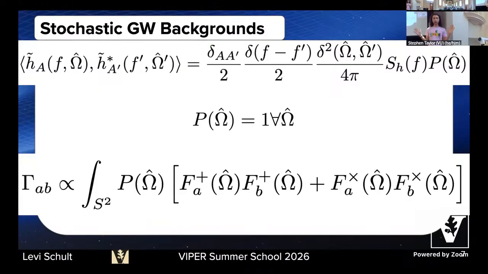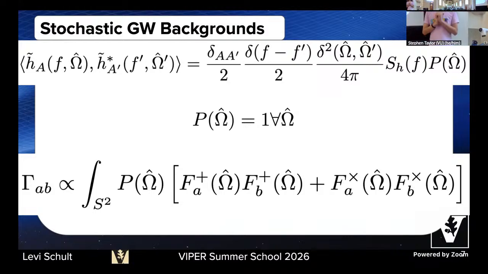Now that lets us simplify a lot. For many of the things we've been considering thus far, we say that the spatial distribution is totally isotropic. So that means it's one everywhere. We'll relax that a little bit later, but this gets us to our final proportion that lets you see where the overlap reduction function comes from in our derivation for the response of our pulsar timing array to a stochastic gravitational wave background.